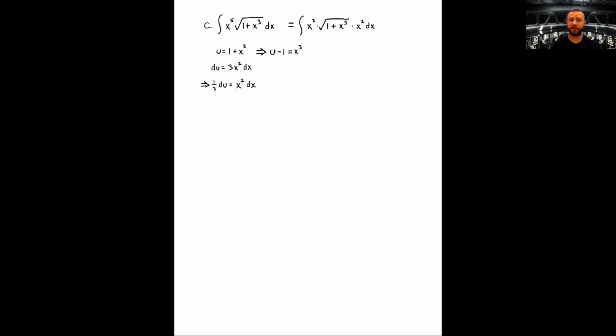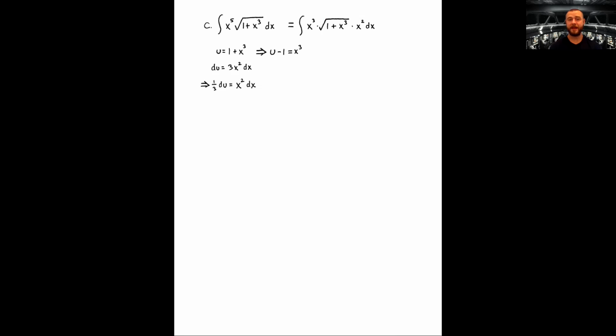All right, let's take a look at part C. This is the trickiest one of all. This one involves basically a combination of everything. We're going to take as our starting place, notice we have a square root expression. Let's go with the inner function, 1 plus x cubed, as our u. So if we choose u as 1 plus x cubed, we get the differential du as 3x squared dx.